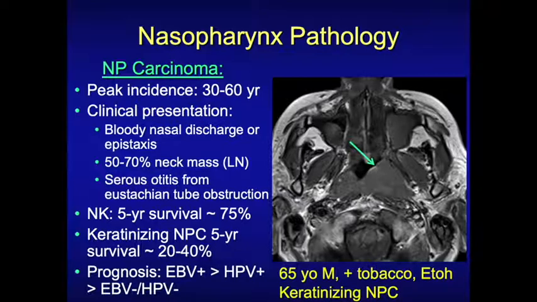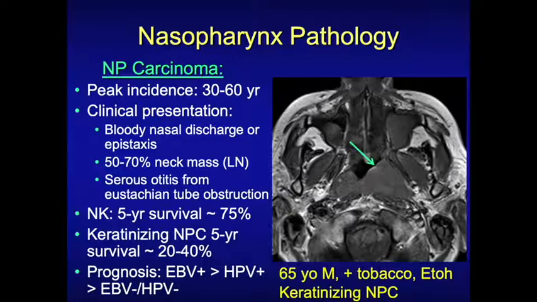The survival is reasonable for the non-keratinizing with a 5-year survival of 75%. Keratinizing nasopharyngeal carcinomas have a much lower survival rate of about 20 to 40%. And interestingly, the prognosis is better if you have an EBV positive tumor.